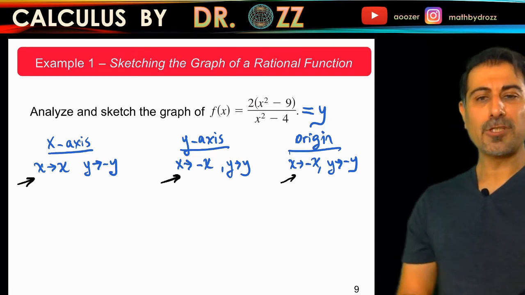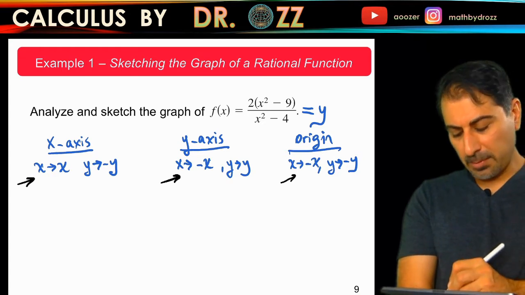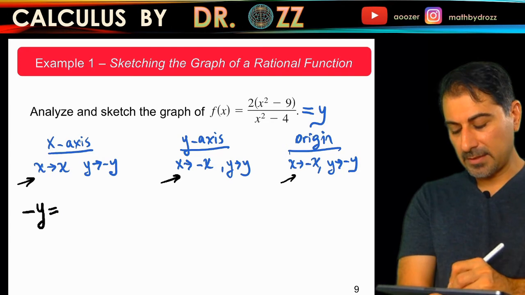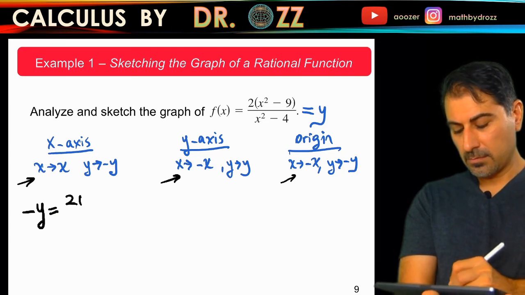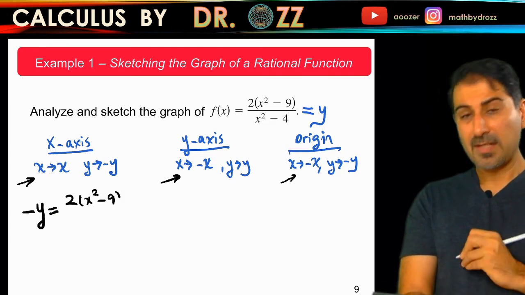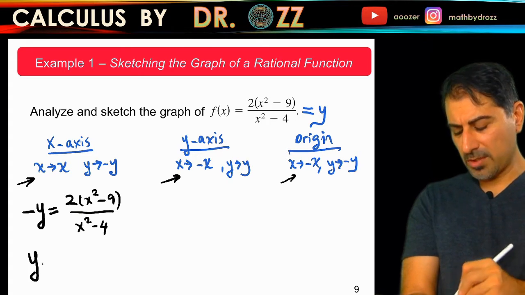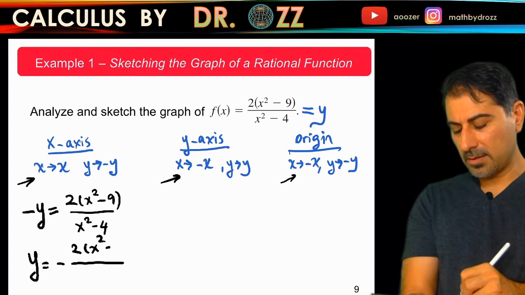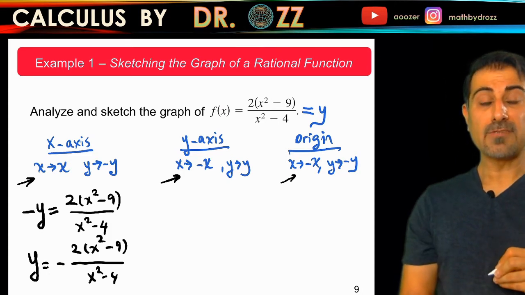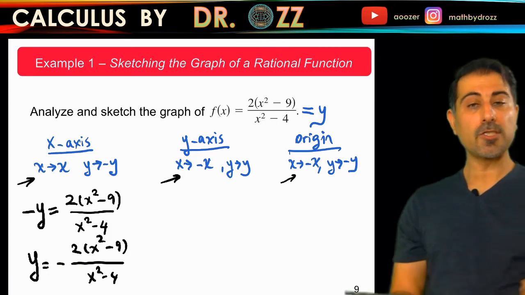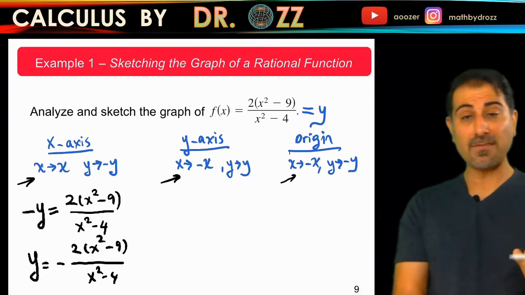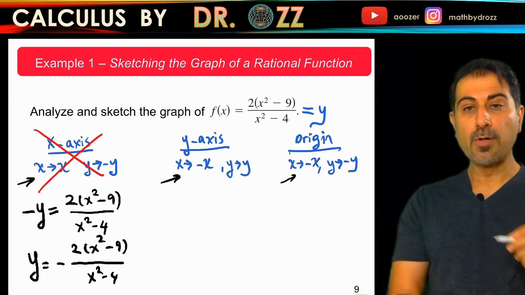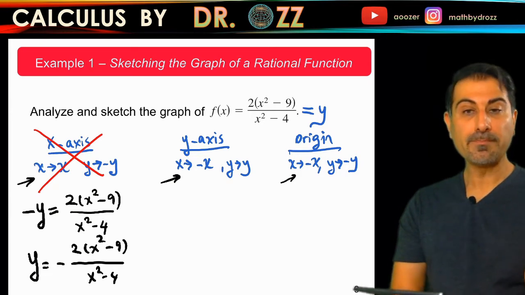So let's try the first one real quick. So I'm going to replace y by -y, and I'm going to keep x as is. And this implies that y equals -(2x squared minus 9) divided by x squared minus 4, and this is not the same function I started with because this is the negative version of that, so I can immediately rule out that there is x-axis symmetry.